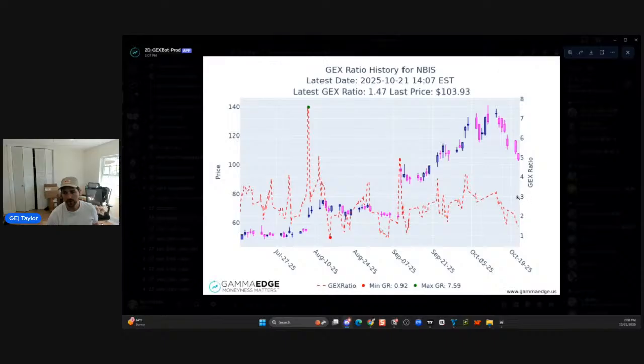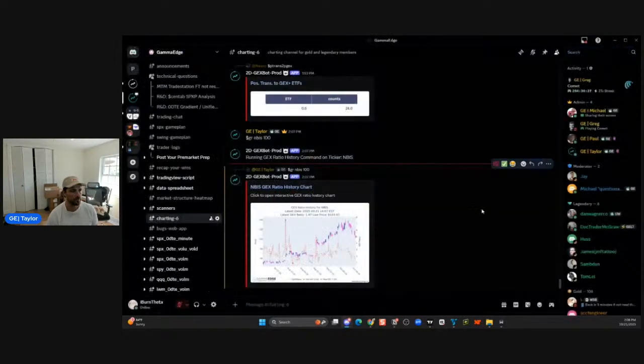So everyone in the chat, if that was helpful, let me know. Just going over the GEX ratio. That's a tool we don't always hit on, but if you go through the fast pass and the quick start guide for swing traders, the GEX ratio is a key tool that we leverage a lot.